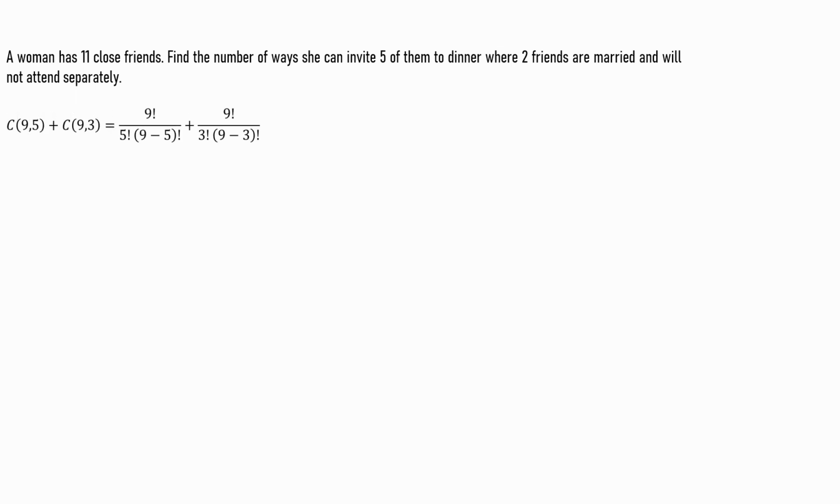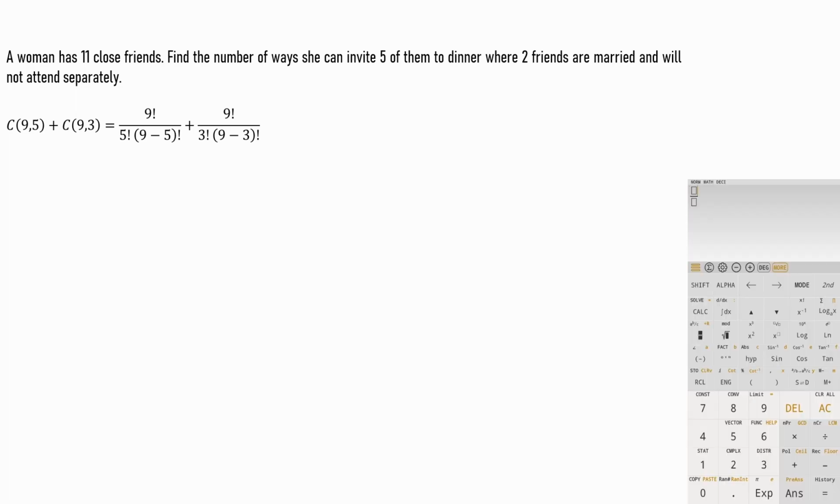So, 9 factorial is the notation for combination. Let's solve: 9 factorial over 5 factorial times 9 minus 5, so 4 factorial, plus 9 factorial over 3 factorial times 6 factorial. And so, there are 210 ways that a woman that has 11 close friends can invite 5 of them to dinner where 2 friends are married and will not attend separately.